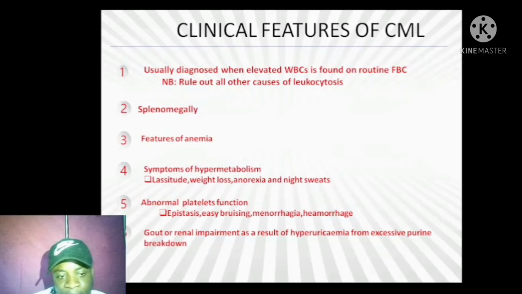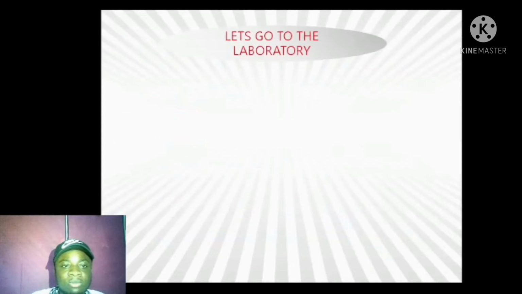You see, there's hypermetabolism. So as a result of the hypermetabolism, there's going to be gout. You remember gout, or hyperuricemia. When there is increased metabolism, there is breakdown of the purines, so we get uric acid, and this uric acid, when it accumulates, can lead to the formation of gout. Very important. So always put it like that: because of the hypermetabolism, there is going to be what is called gout or hyperuricemia. Always remember that.